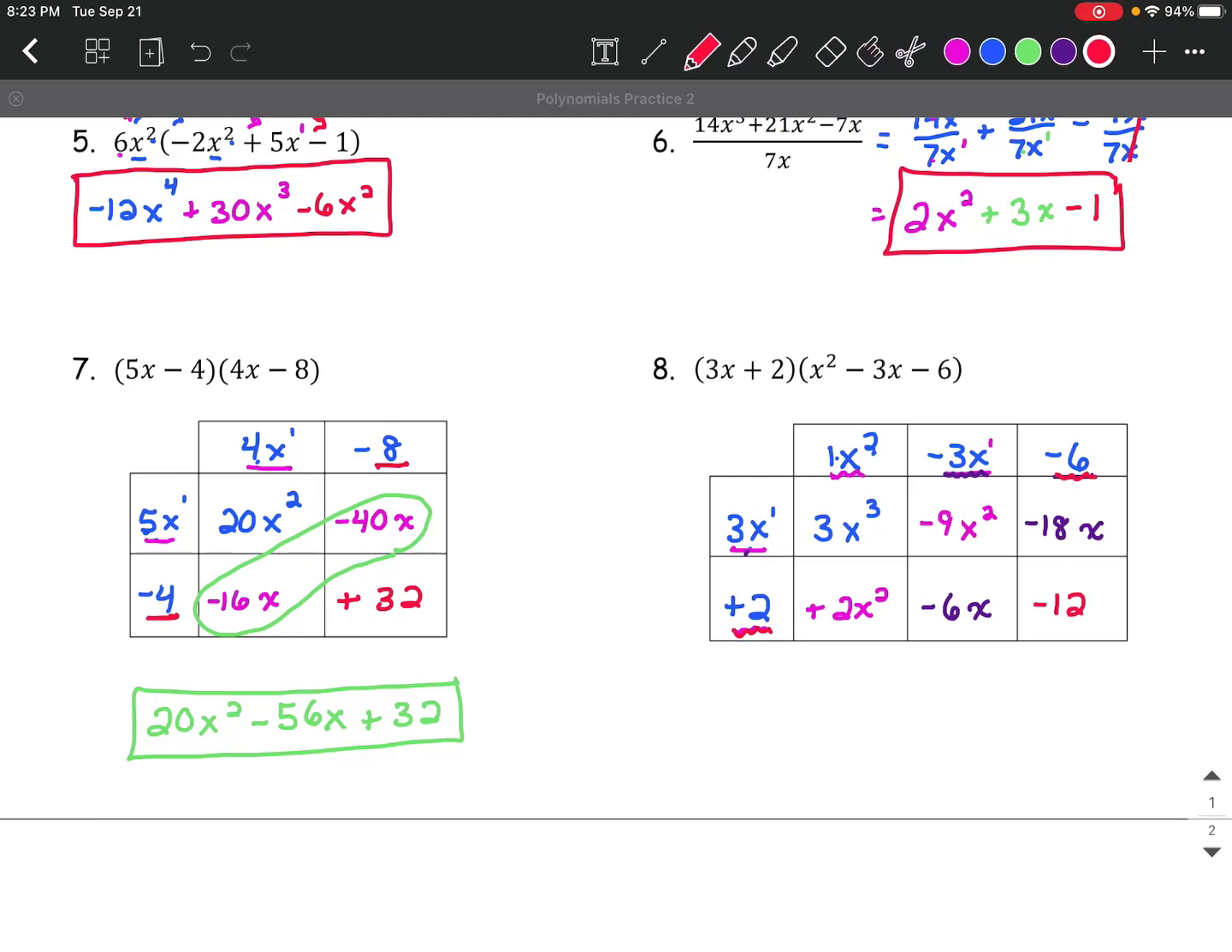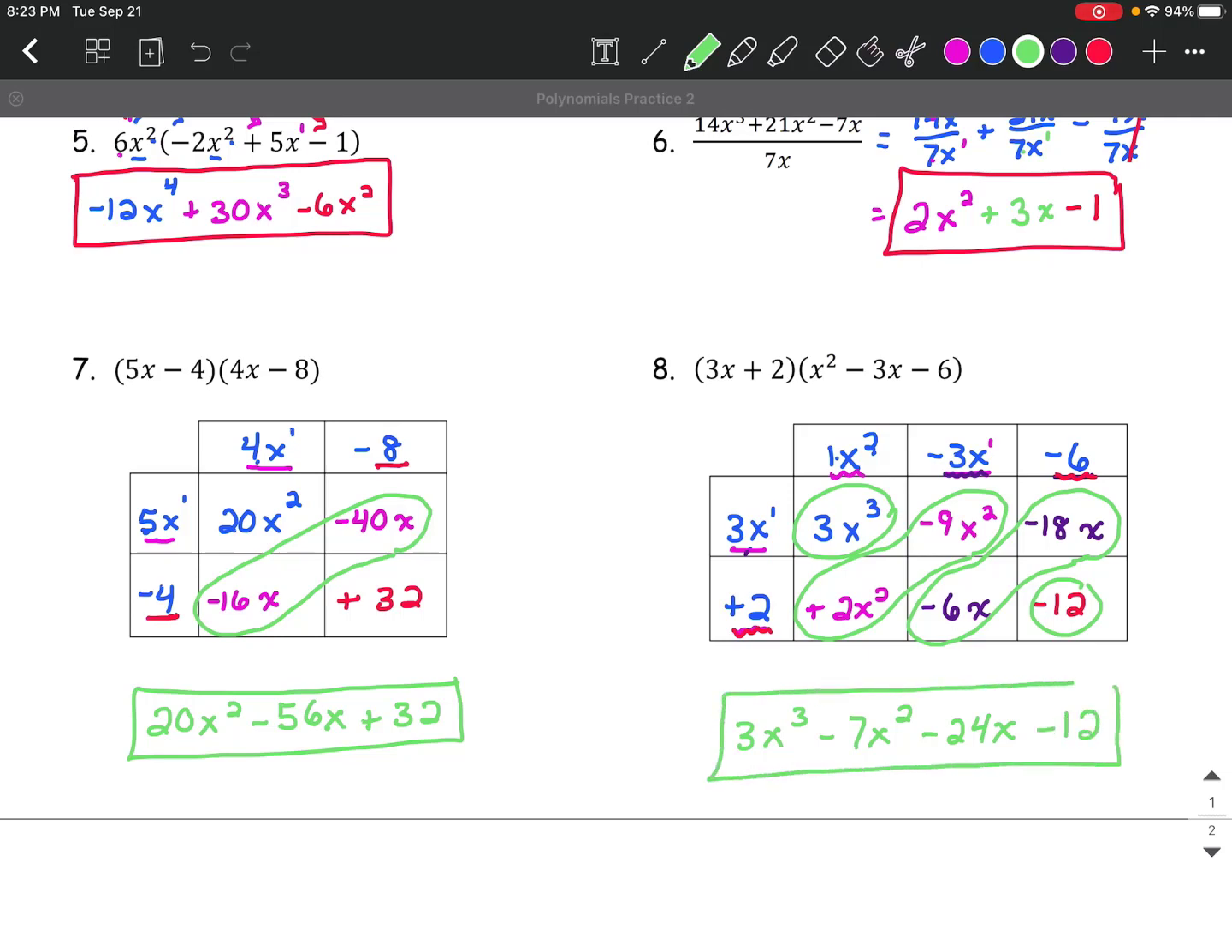Now we're ready to combine like terms. I only have this for x cubed, so I have 3x cubed. But I have x squareds here. So 2 minus 9, or negative 9 plus 2, is negative 7x squared. Here I have x's. Negative 18 minus 6 is negative 24x. And then I have a negative 12 hanging out all by itself.